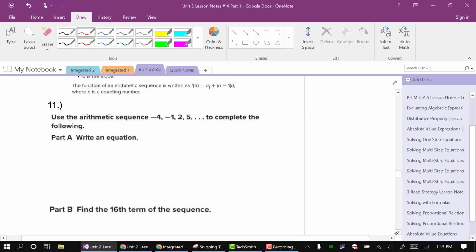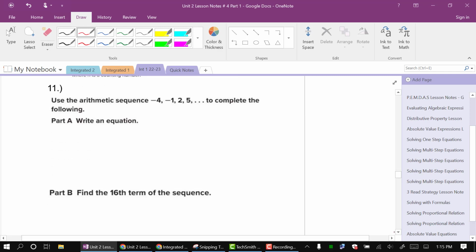So let's take a look at number 11. Number 11 says, using the arithmetic sequence -4, -1, 2, and 5, we want to find that equation, and then we want to find what the 16th term is going to be. So again, the equation is a_n equals the first term plus n minus 1 times the difference.